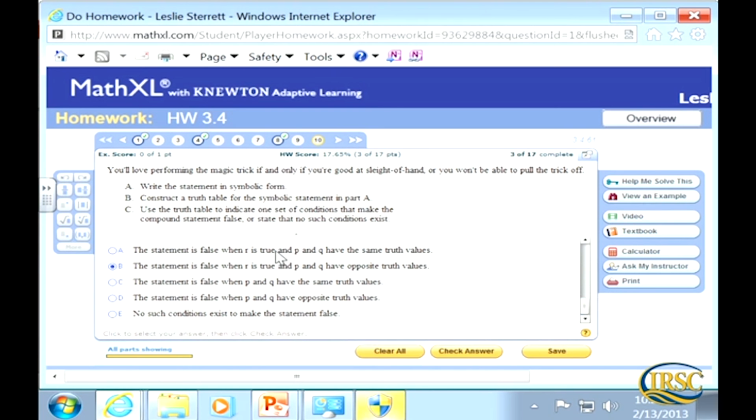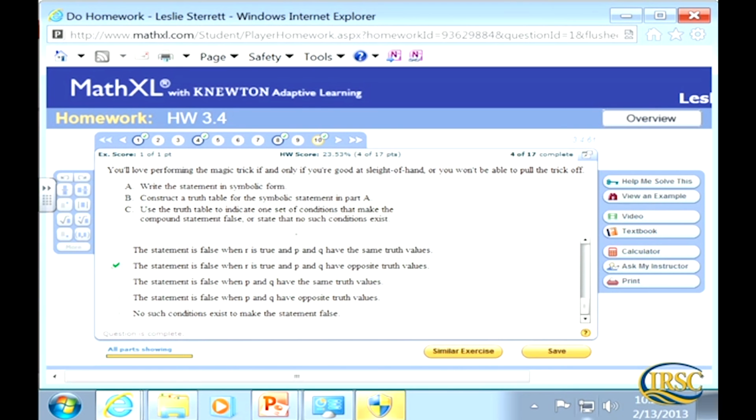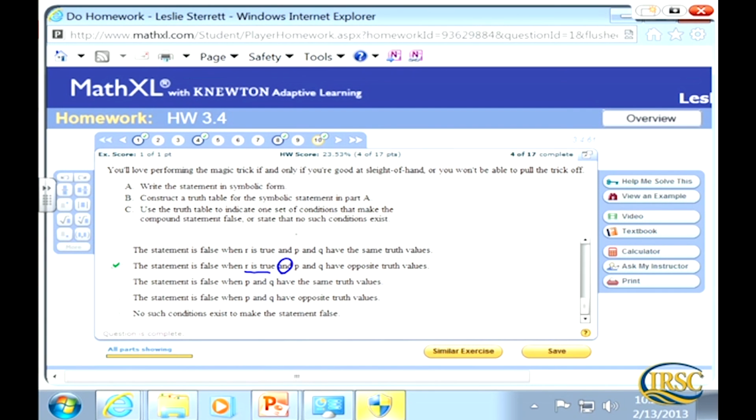So choice 2, fantastic. Think about what we just said. We said that the statement is false when R is true and P and Q have opposite truth values or different truth values. Now, some of you said 4 because when P and Q have opposite truth values, but there were times when P and Q had opposite truth values, but R was false. So you had to make note that R was a certain value. And then P and Q definitely had opposite truth values, so we could rule out those choices there.